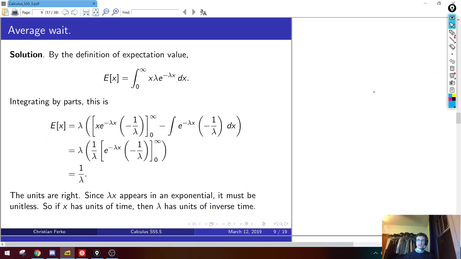Well, this is the same thing. By the definition of expectation value, it's x times the probability distribution. You integrate by parts, and this term dies. This thing evaluated at infinity and 0 gives you roughly 1 over lambda squared, and then you multiply by lambda and get 1 over lambda. And as I say, the units are correct because of the argument I just showed you.